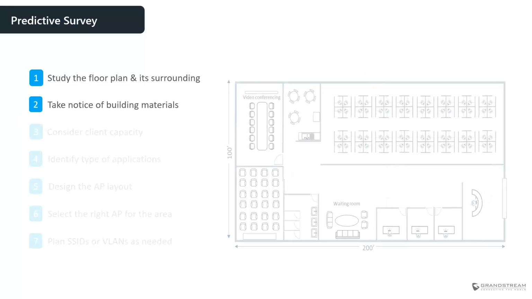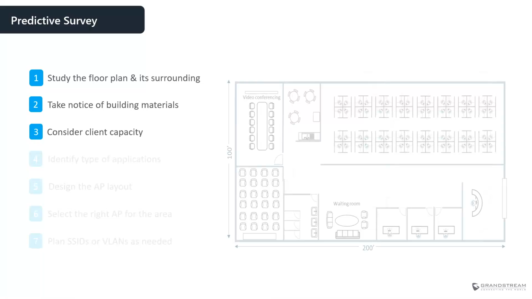Taking notice of the building materials used in the facility will help you predict the signal behavior and visualize potential limitations for AP mounting, for example. And the different obstacles located between the access point and the wireless clients may reduce the signal strength because these materials absorb a part of the signal as it passes through them. And this happens at various rates based on the type of material. And we're going to talk more about this in a moment.